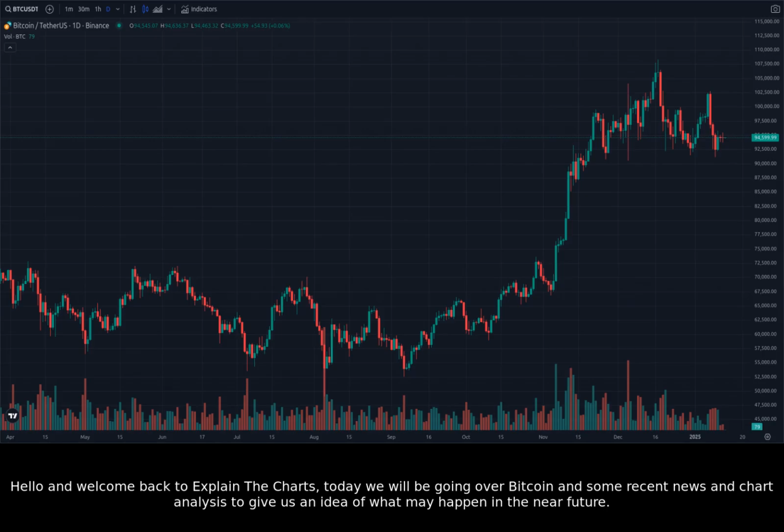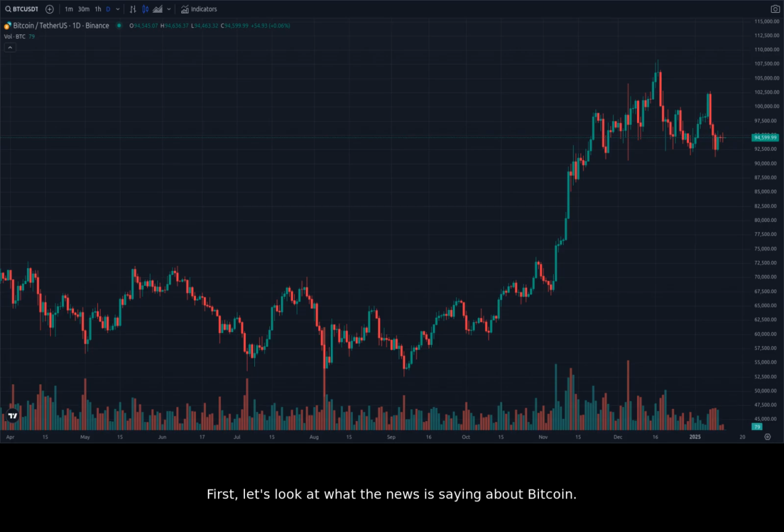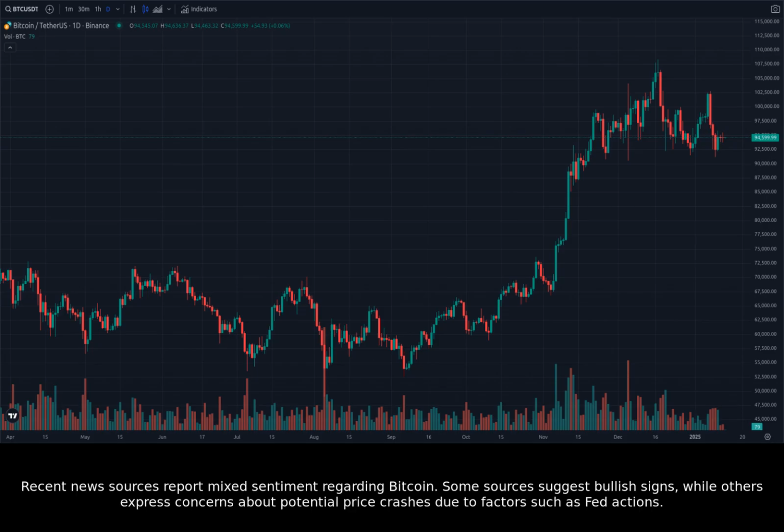Today we will be going over Bitcoin and some recent news and chart analysis to give us an idea of what may happen in the near future. First, let's look at what the news is saying about Bitcoin. Recent news sources report mixed sentiment regarding Bitcoin. Some sources suggest bullish signs, while others express concerns about potential price crashes due to factors such as Fed actions.